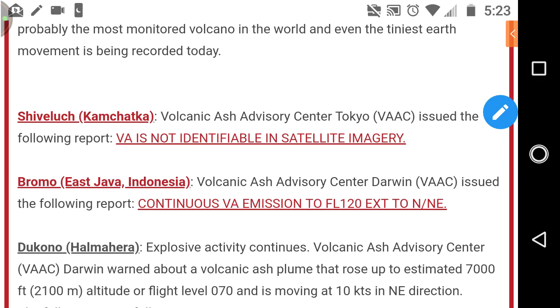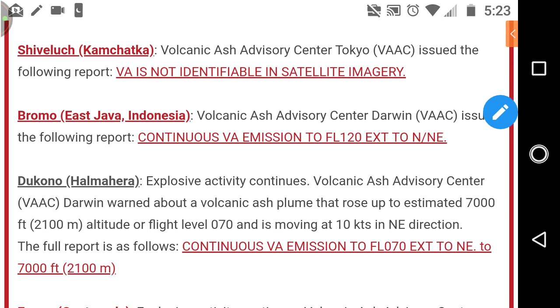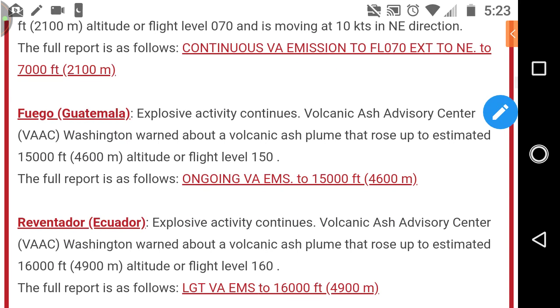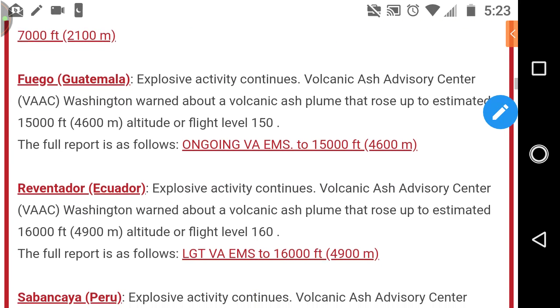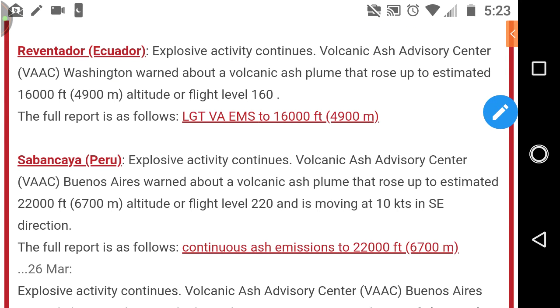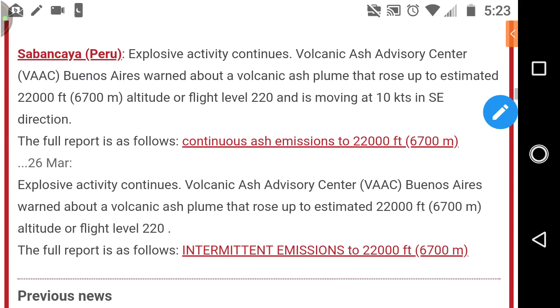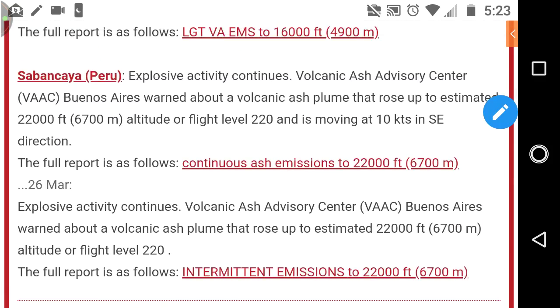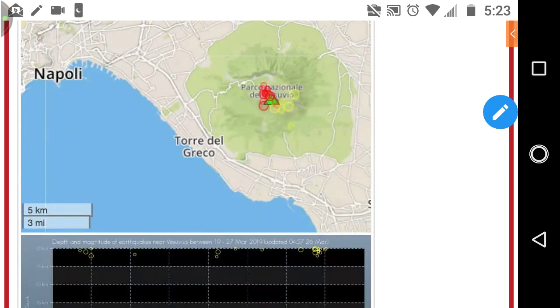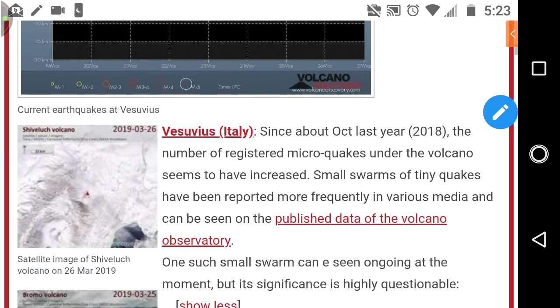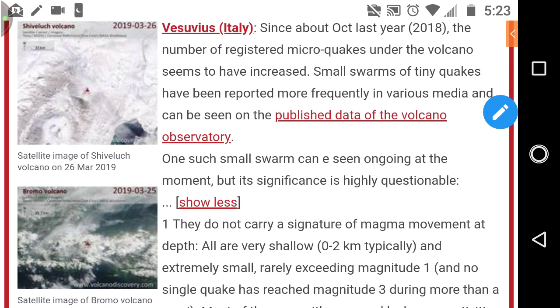Shiveluch, volcanic ash not identifiable. Bromo, producing a 12,000-foot ash plume there. Ducono, 7,000-foot ash plume there. Fuego, a 15,000-foot ash plume. Reventador, don't try to broad jump it, at 16,000 feet. Sabancaya, producing a 22,000-foot ash plume. Keep your drones away from the caldera because they'll get destroyed.